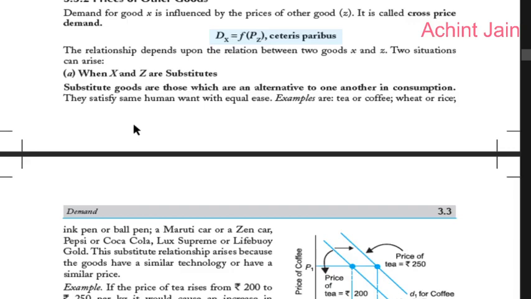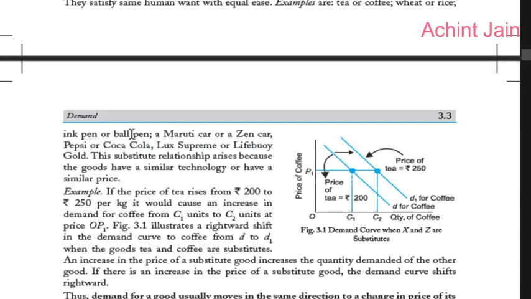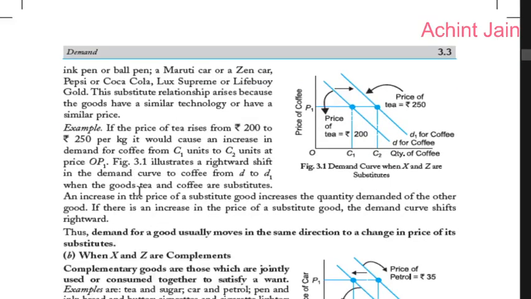If Pepsi is not available, then you will go with Coca-Cola. If Lifebuoy is not available, you will go with Lux. These are substitute relations. It means that instead of one product, we try to consume another product and satisfy our same desire, and this type of product is called a substitute good.